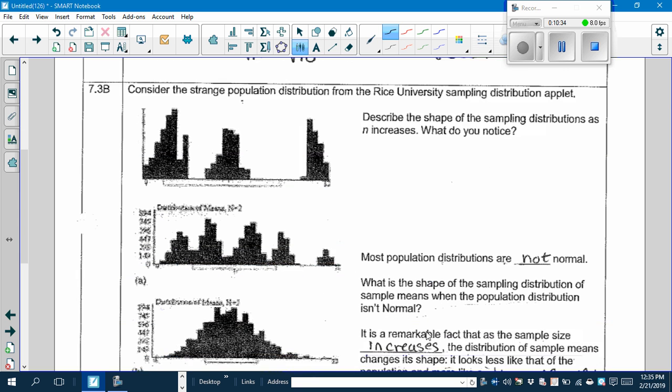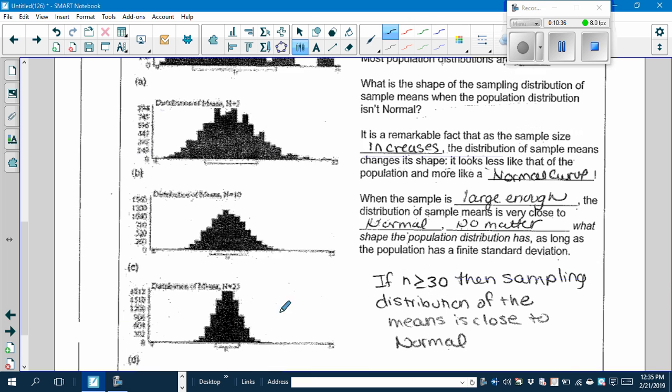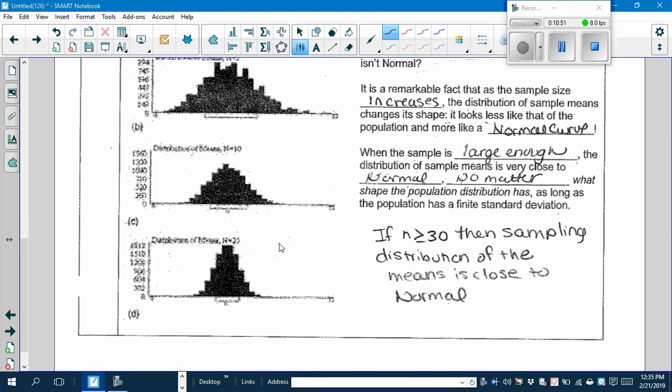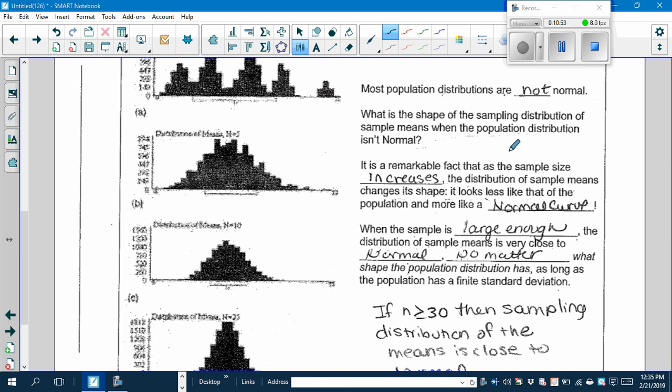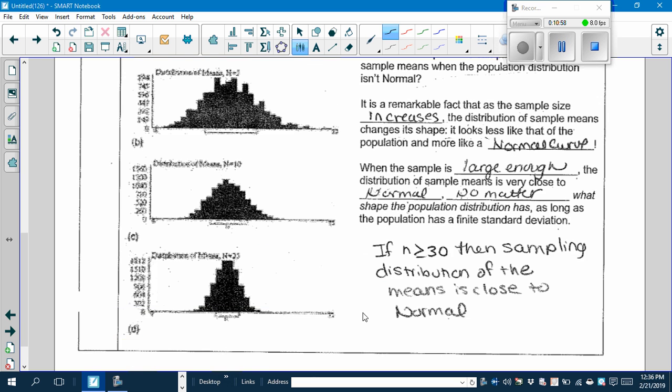Now, when we're talking about sampling distributions, as we keep doing, if the sample size is greater than or equal to 30, then the sampling distribution of the means is close to normal as well. So when we're talking about the sampling distribution, it looks more and more like a normal curve, and so we can use these normal calculations with our sampling distribution. That's the central limit theorem, right?